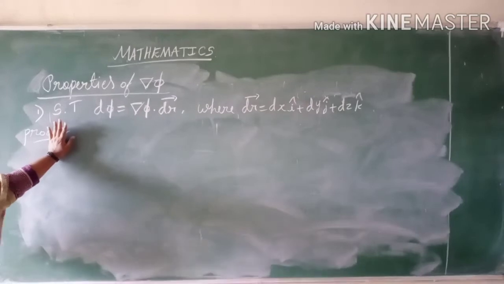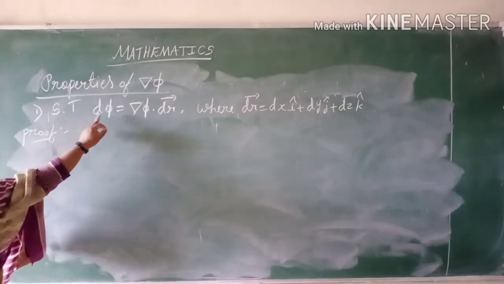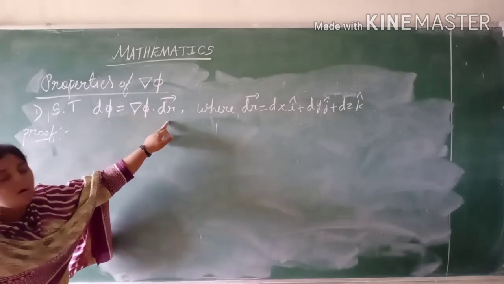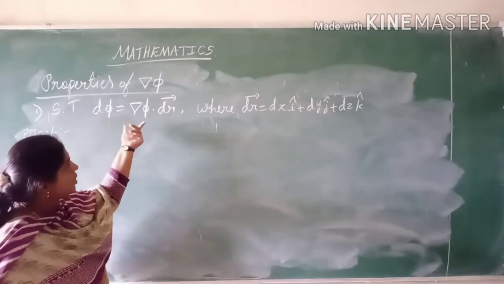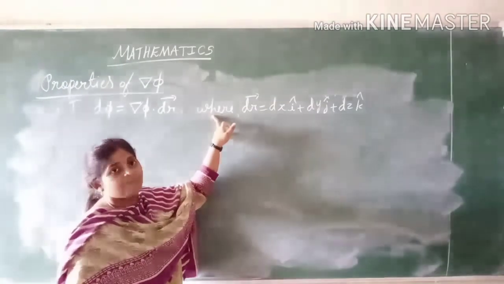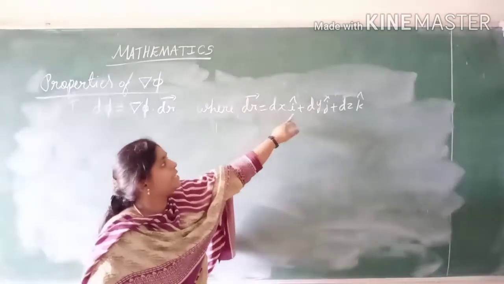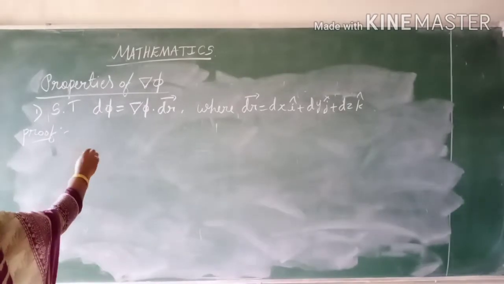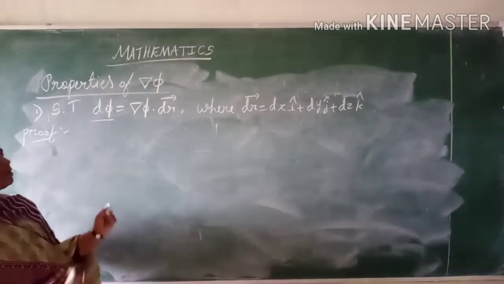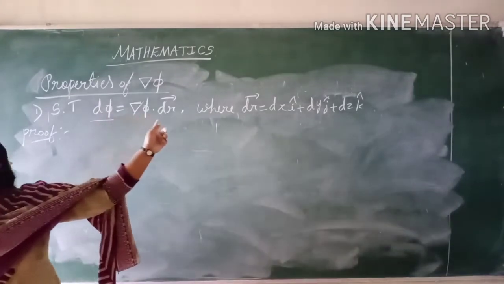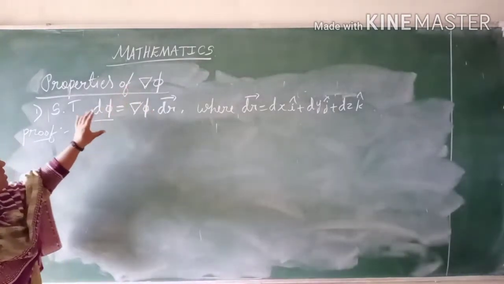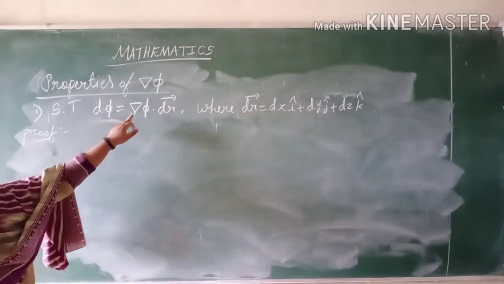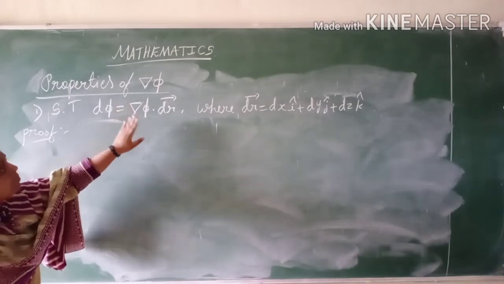The first property: show that d phi is equal to grad phi or del phi dot d r vector, where the directional derivative d r vector is equal to dx into i cap plus dy into j cap plus dz into k cap. In almost all the problems we consider the LHS and prove it as the RHS. But it is difficult to prove LHS to RHS in this case. In that situation, we take the RHS and prove it as the LHS.